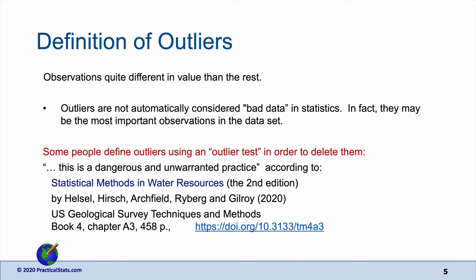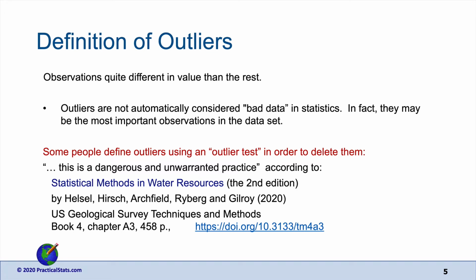What is an outlier? Outliers are observations that are different in value than the rest. There is no attribution of good or bad to an outlier in statistics. Outliers are not automatically considered bad data in statistics. In fact, they may be the most important observations in the data set. Some people define outliers using an outlier test, and when they find them to be an outlier, they delete them. I'm going to tell you that that's a really bad idea.